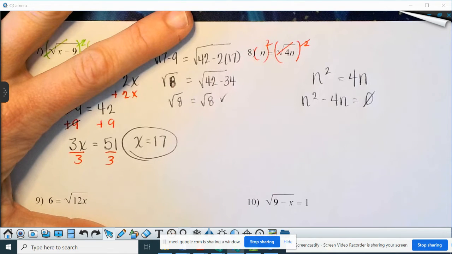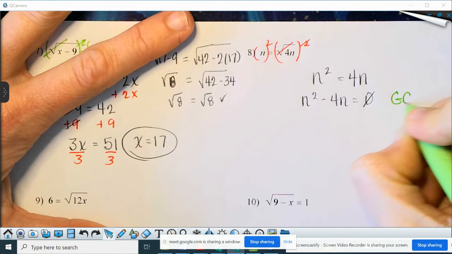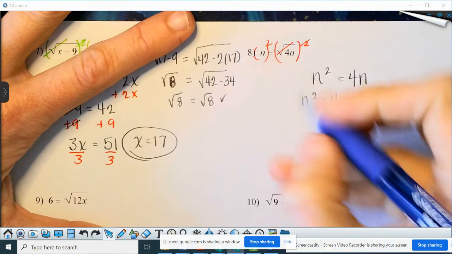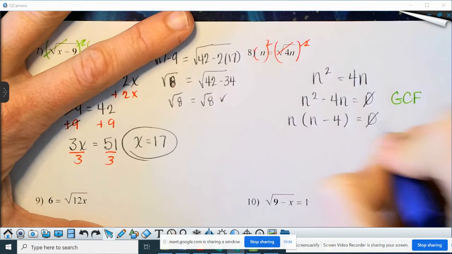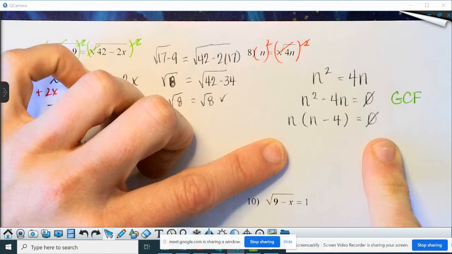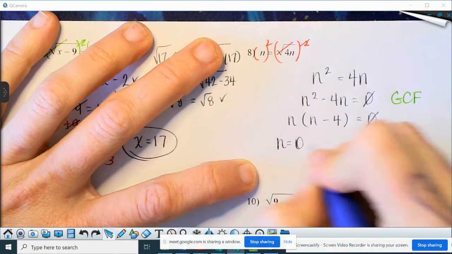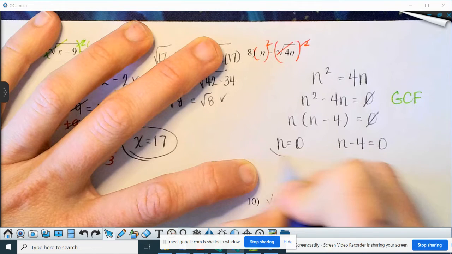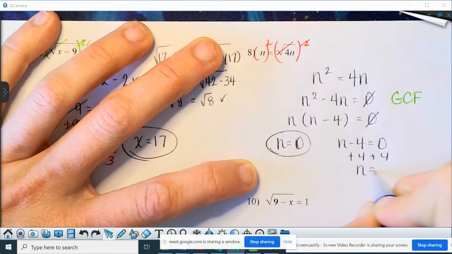So it's whatever has worked for you. And if things are not working for you, obviously holler and we'll come up with a way that will work for us. But you always want to check for a GCF first. And in this case, they both have an n. So I can pull an n out and then n minus 4 equals 0. So this is going to have multiple answers because I'm going to set both of these equal to 0. So n equals 0, n minus 4 equals 0, and then solve. So n minus 0 is just n. I'm going to add 4 to both sides, and n equals 4.